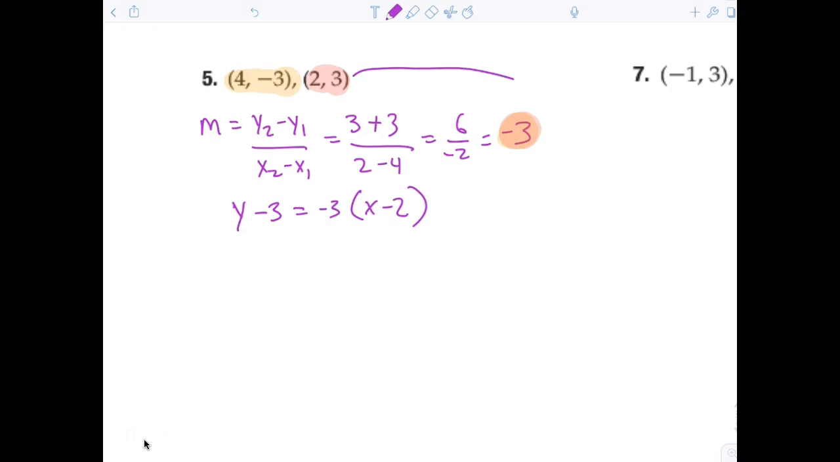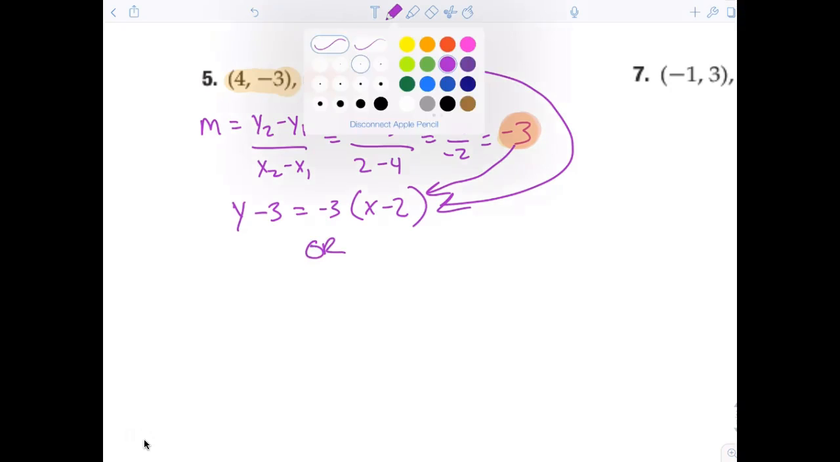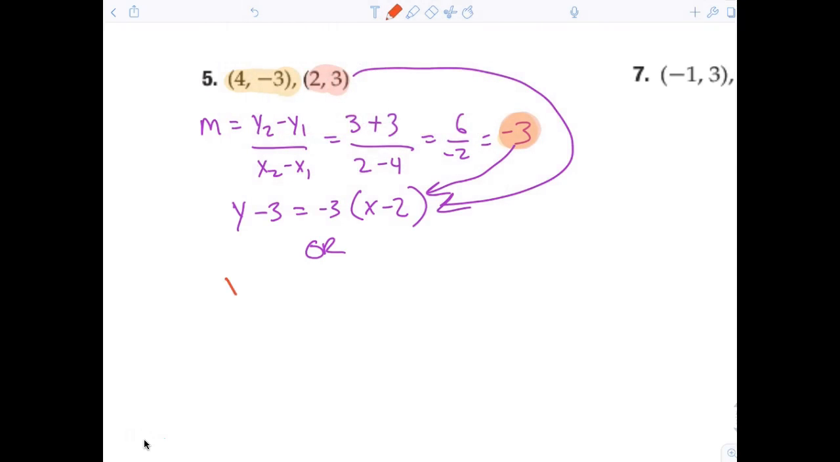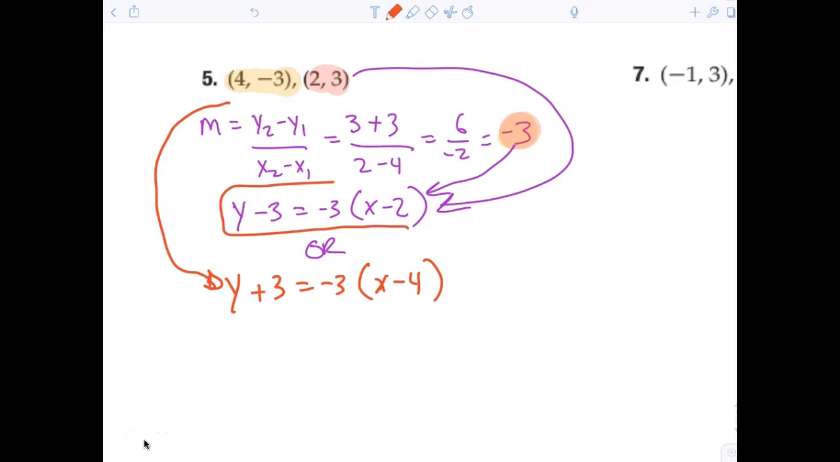So in the first case, I chose that point and that slope to fill it in. Is everybody with me? Or the other answer could be y plus 3 equals negative 3 times x minus 4. Does everybody see that? I have two choices. In this equation, I used that point and the slope. And in this equation right here, I chose this point and this slope. Now, do they look the same?